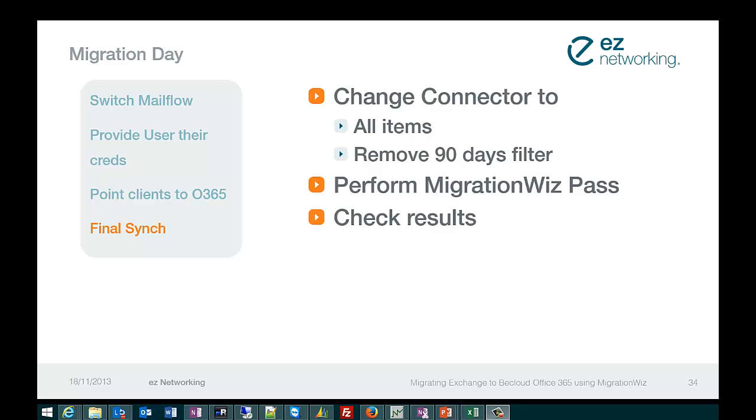So back to the deck. We've changed the connector, removed the filter, performed the last pass. You can do 10 passes for the licenses you can buy through Belgacom. So I think we've now used 3 for one mailbox and 2 for all the others, and we've also checked the results.